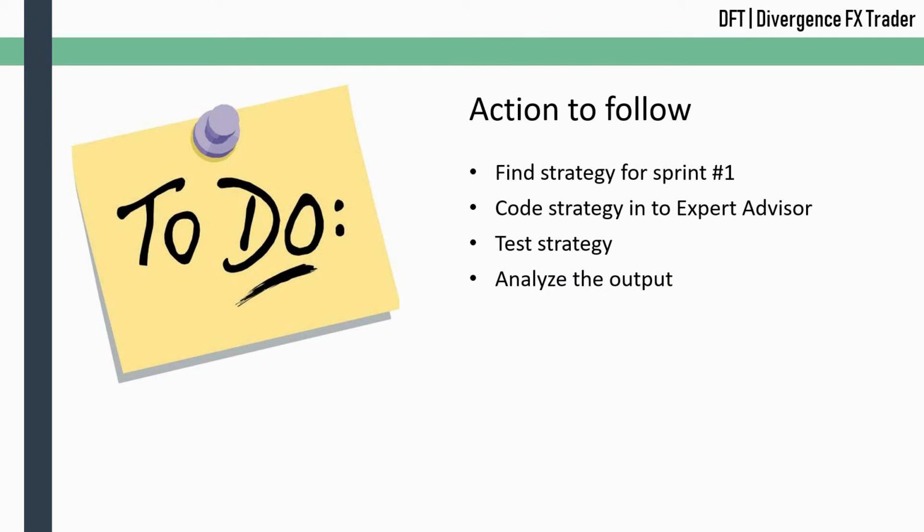Okay, action to follow. For the next video we'll have to find the strategy for sprint number 1. After that we have to code the strategy into an Expert Advisor, so-called EA, and then we'll test this strategy and analyze the output, and hopefully we will result in a profitable EA.